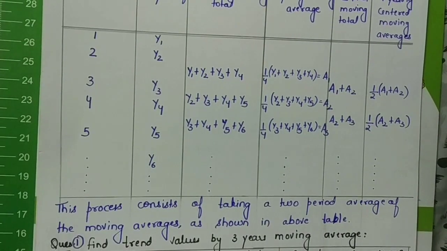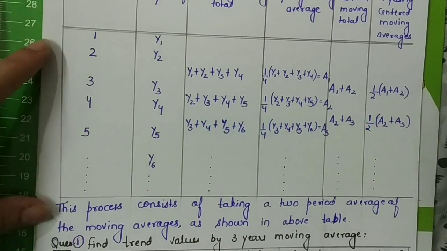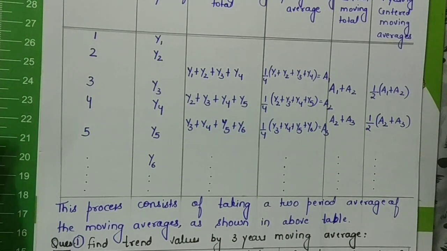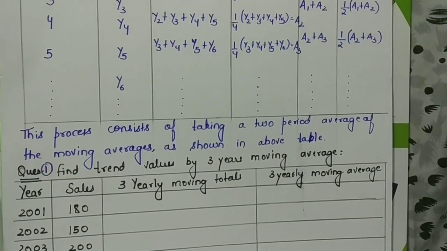I will take an example with you just to explain 3-year moving averages and 4-year moving averages in a better way.